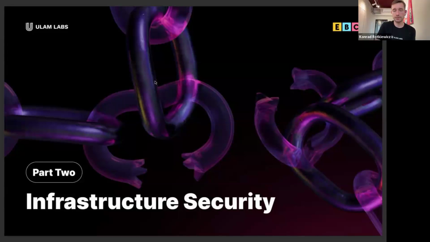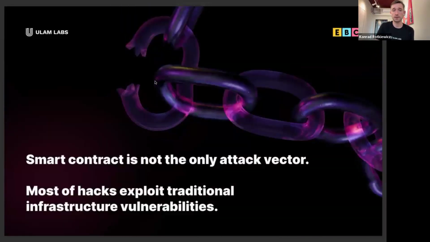So, my part will be about the infrastructure security. Smart contract is not the only attack vector. When we check the history of the hacks for the last, let's say, 10 years, we can definitely see that there are many hacks done on infrastructure itself, not only on the smart contracts. We could probably even compare the amount stolen, or the number of the attacks, and it could even exceed the smart contract ones. So this is obviously an important area to check.